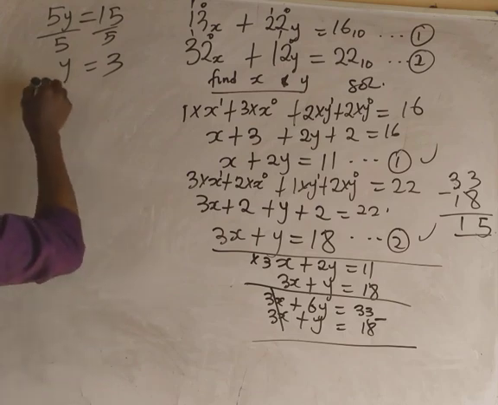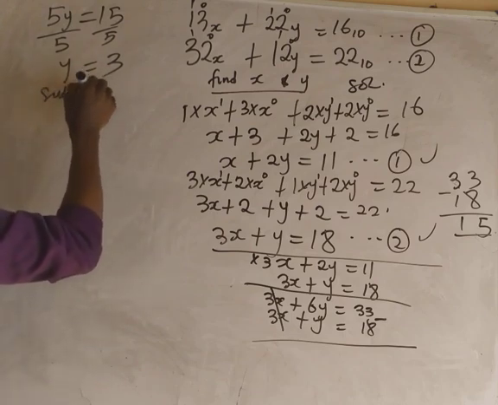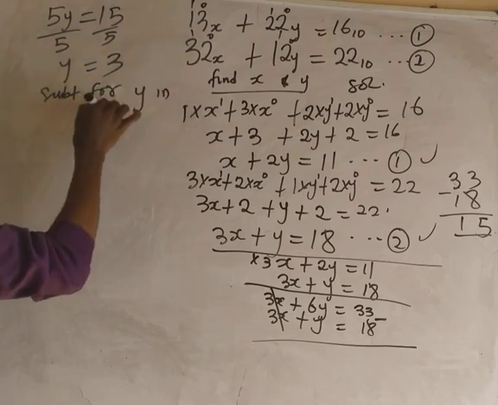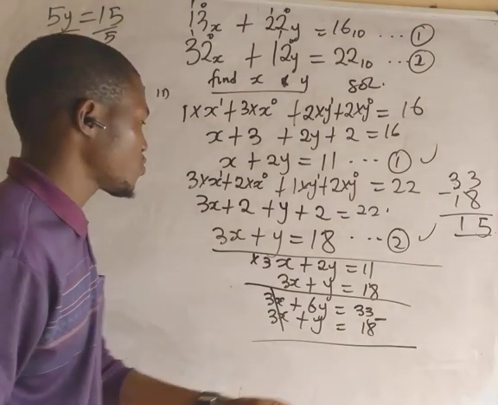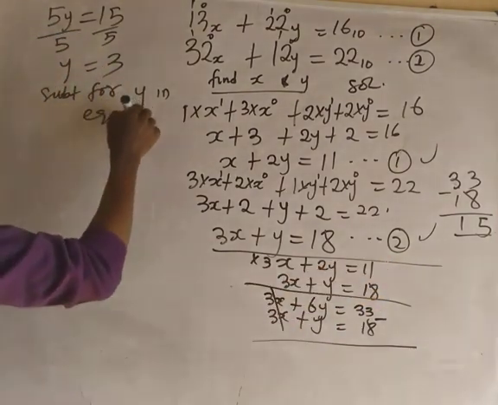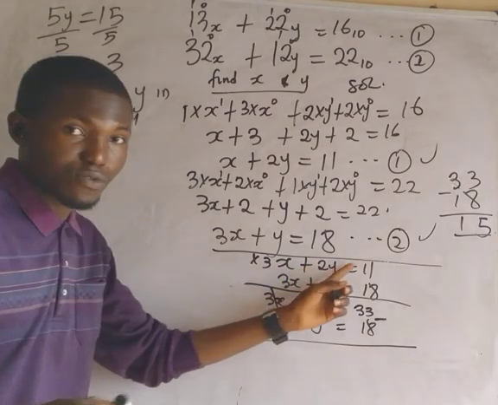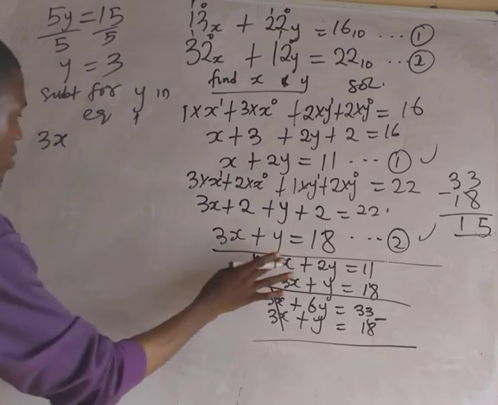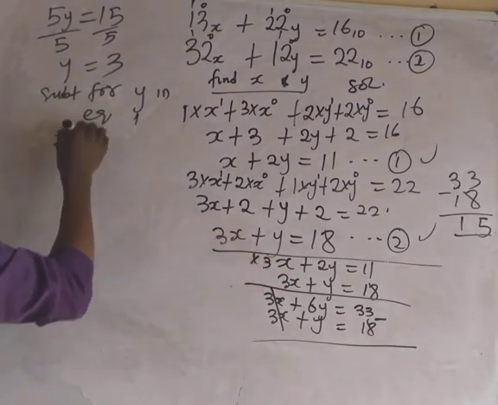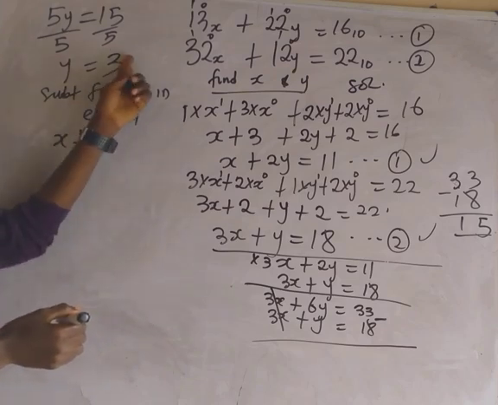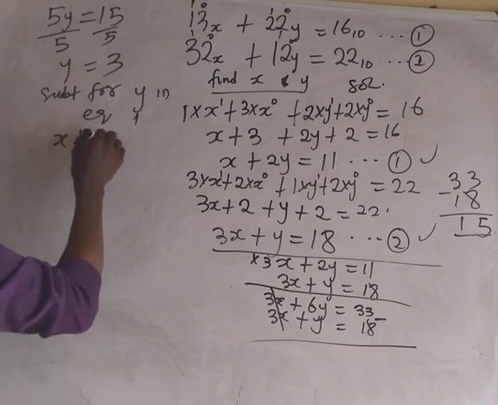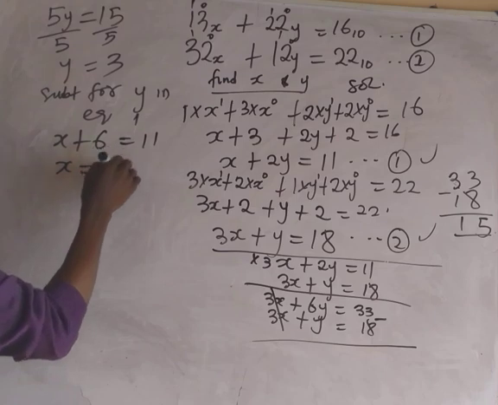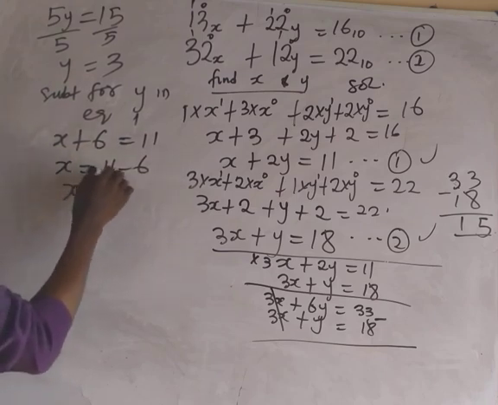That is all. So we can now substitute for y in an equation. You can use any equation you like. So let's use equation 1 here. Our equation 1 says x plus 2y is equal to 11. So we can't write 2y again because our y here is 3. So we'll have 2 times 3, which is 6. We'll write x plus 6 is equal to 11. So therefore x is equal to 11 minus 6. And x is equal to 5.